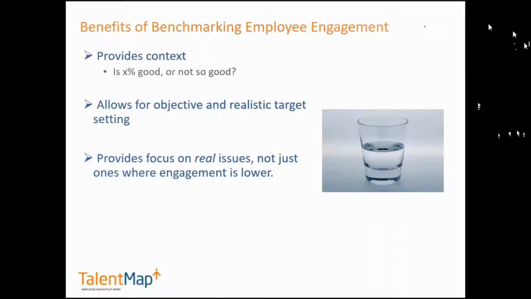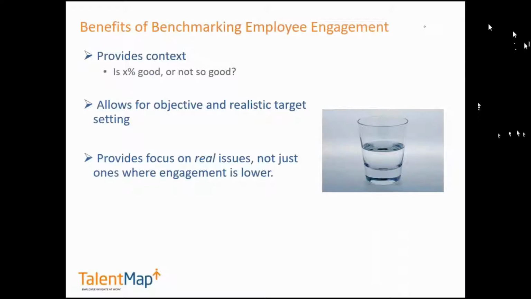So when you put that 75% engagement score, let's say, for argument's sake, in front of an audience, the first question somebody's going to ask is, well, is that good or is it not so good? Well, the benchmark provides the answer to that. It provides a frame of reference. It provides a context. So if a peer group, some other group of organizations similar to ours, have an 80%, then we're not so good. If that peer group has a 70%, then we feel pretty good.